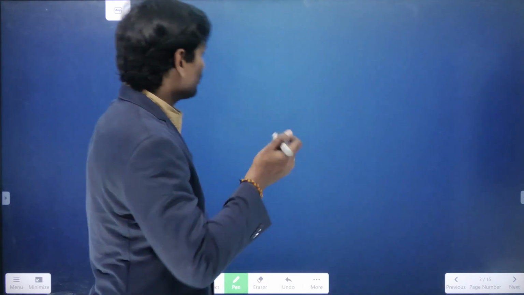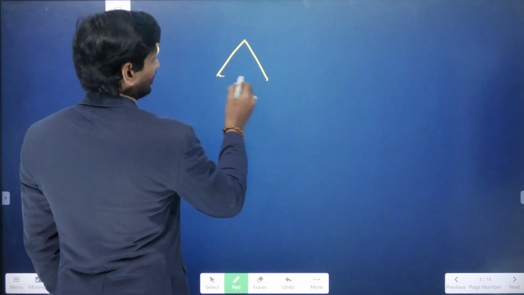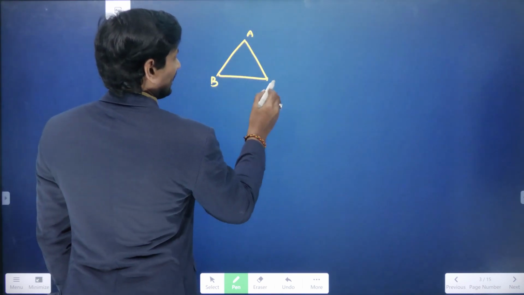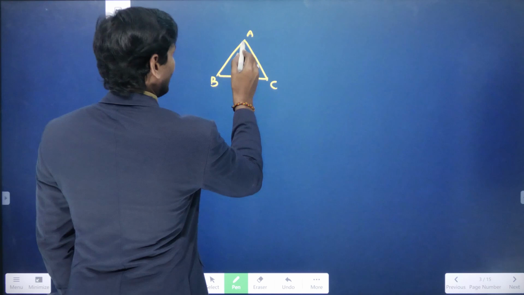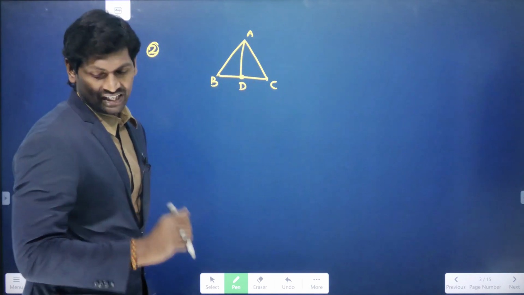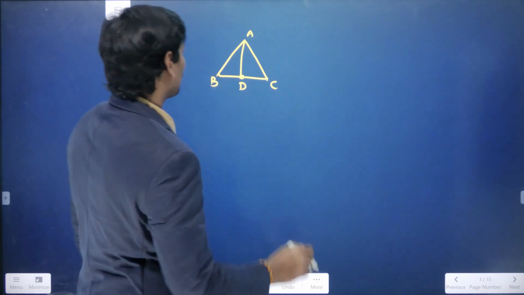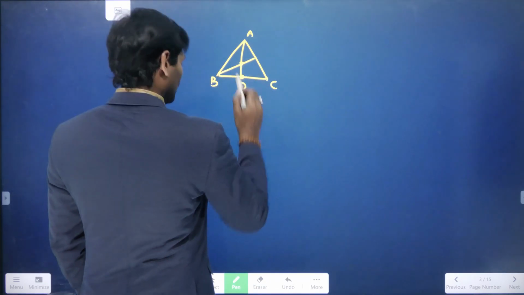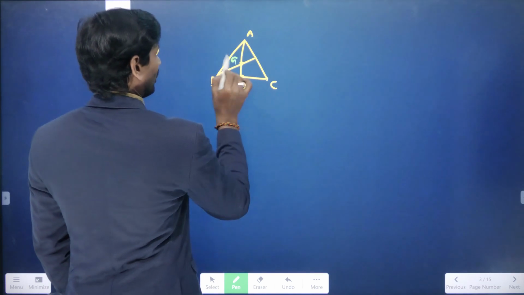The second problem is given that G is a centroid of a triangle ABC, the point of concurrence of medians. G is a centroid and D is the midpoint of BC. Let me draw one diagram. Triangle ABC, D is a midpoint and AD is a median, and here also given that G is a centroid. Centroid means point of concurrence. Now what is our question?